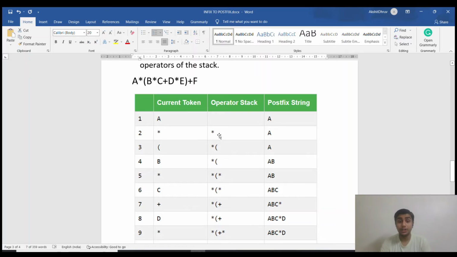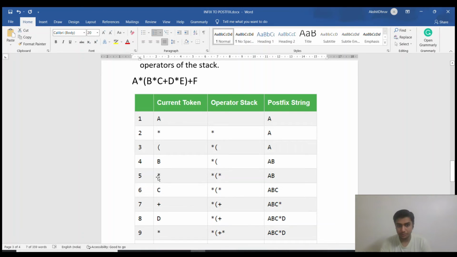If the incoming operator has nothing, and the left parenthesis has nothing, we will just push it to the stack. If the left parenthesis comes, it also has no rule, we will just push it to the stack. If an operand comes, we just write it down. Only operators and parentheses are pushed inside the stack, no operands. So as soon as B comes, we will write it here.